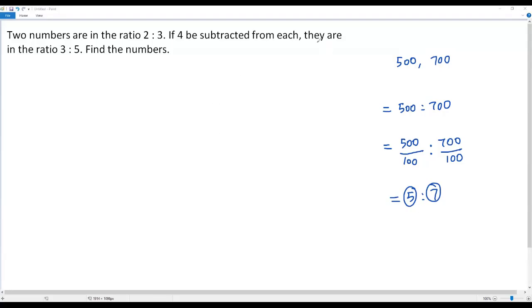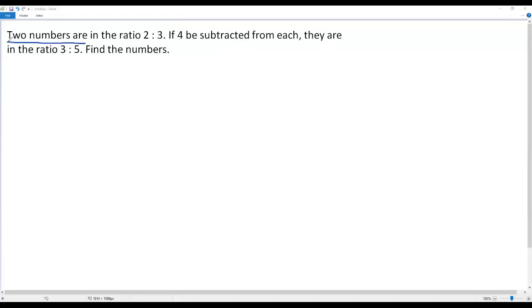Now let's apply this logic in our problem. Two numbers are in the ratio 2 to 3. Our aim is to find the two numbers. For that, we have to get the two numbers from the ratio. We have to multiply both the terms of the ratio by the same non-zero number, as I explained in the example. By what non-zero number should I multiply the terms of the ratio? I do not know. So let's say that non-zero number is x.